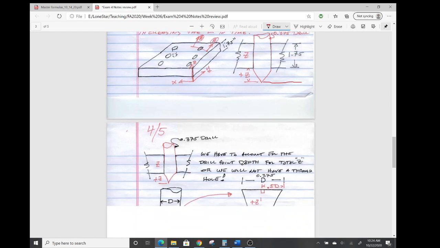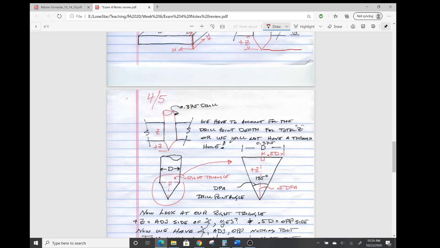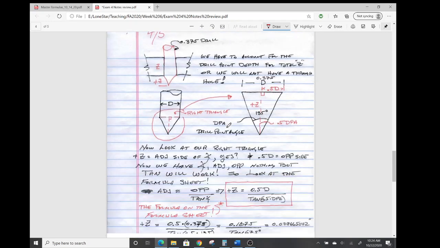So how did we get that formula in the first place? Well, we have to account for the drill point depth for a total Z, or we will not have a through hole, and you'll get laughed at and probably fired. All right. Now, let's look at a typical drill point. Here's a diameter, and it's got an included angle. This included angle is called the drill point angle. It's included because it goes from both sides, right?